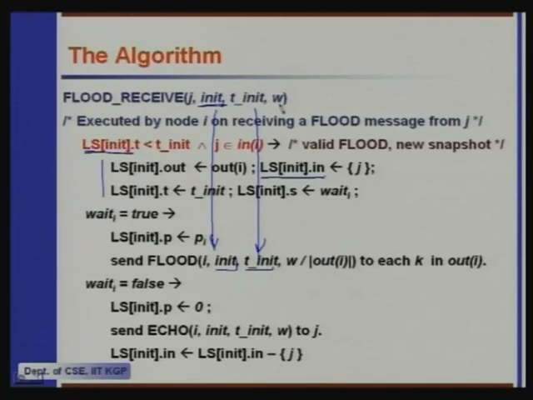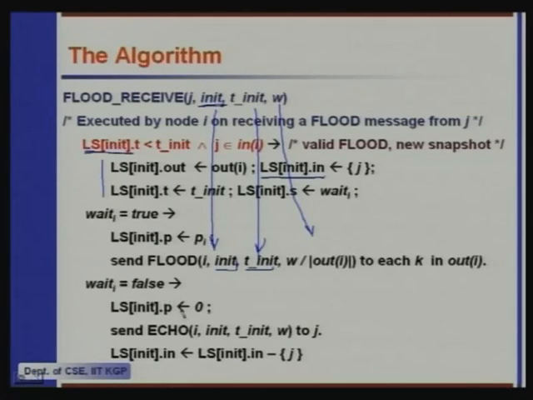This weight w is divided by out I and sent to the outgoing nodes, right. Is that clear? What are we going to do if wait I is false, that is, this node is not waiting anymore? Then we must initiate the reduction, because then you have reached a node I which is not blocked anymore.